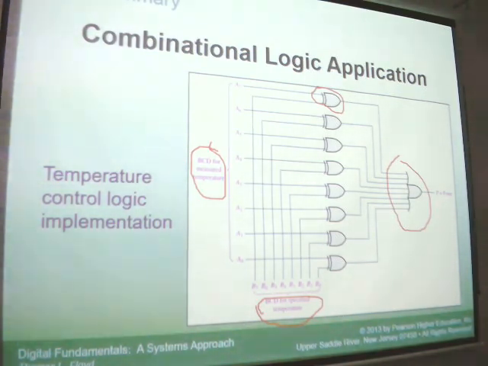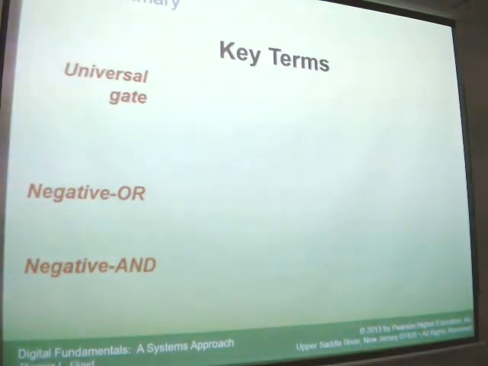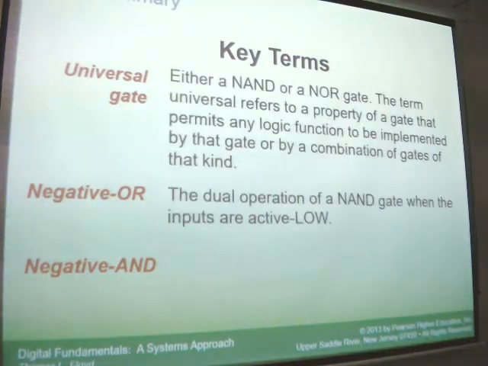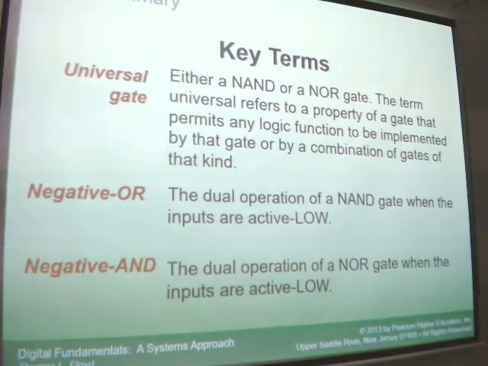So we have finished chapter 5. It's very small, and the contents are very easy. The key terms are universal gate, negative OR logical, and negative AND logical. Easy. Let us do some exercises.